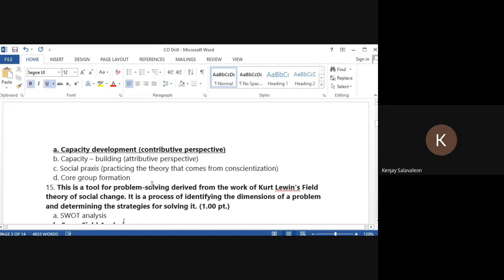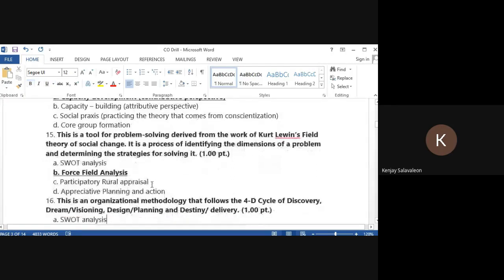Number 15. This tool for problem solving derived from the work of Kurt Lewin's field theory of social change. It is a process of identifying dimensions of a problem and determining the strategies for solving it. Obviously, it is force field analysis. No, you are identifying the resisting force and enabling force. So basically, lahat ang community are caught between, no. So once ma-identify yan, then the community itself that you're trying to organize will propose a solution to minimize the resistance force.